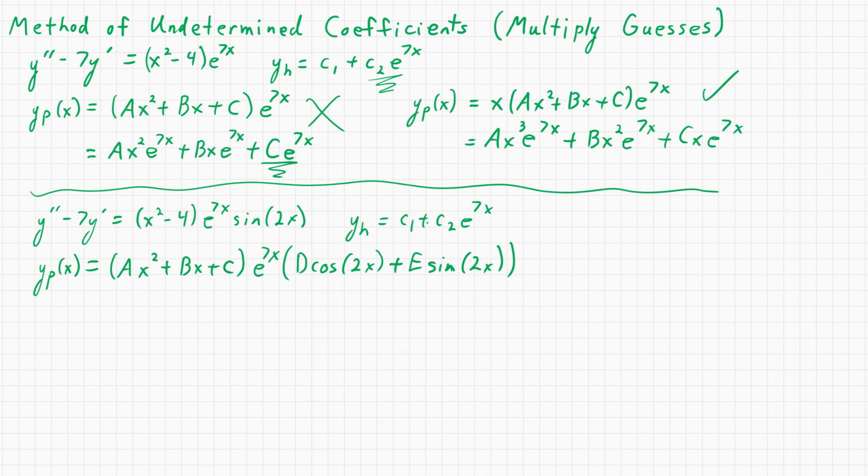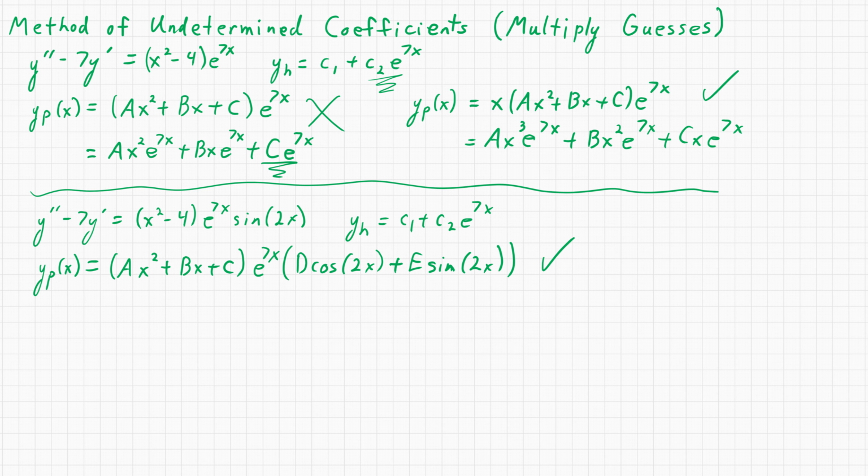That doesn't look like c2 times e to the 7x. bx times e to the 7x times cosine or sine, that doesn't look like c2 e to the 7x. And even here we have c times e to the 7x, but it's being multiplied by cosine of 2x or sine of 2x, and that also is not this homogeneous solution. So this one is actually okay.